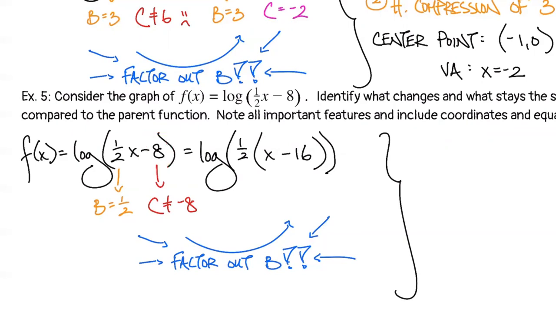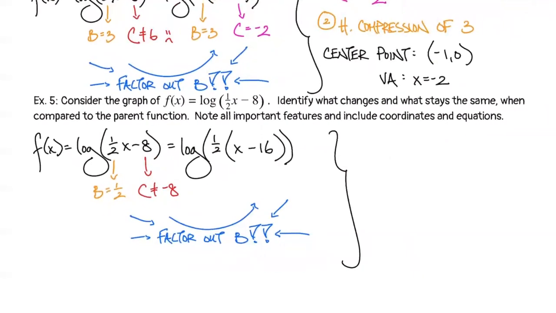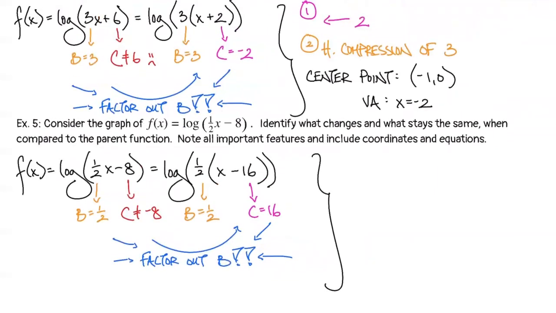Okay. All right. So what does that tell us? That tells us our B is 1/2 and that our C is 16. Okay. All right. What transformations does that mean? I think this minus 16 is the opposite of what we think. It means we are moving 16 units to the right. And this B is 1/2.